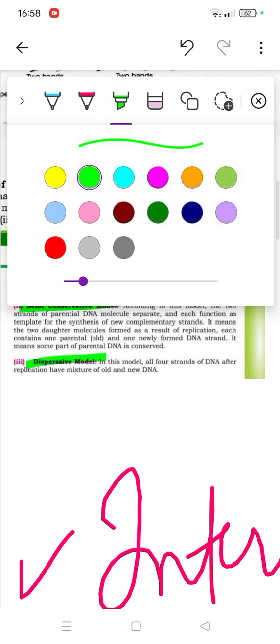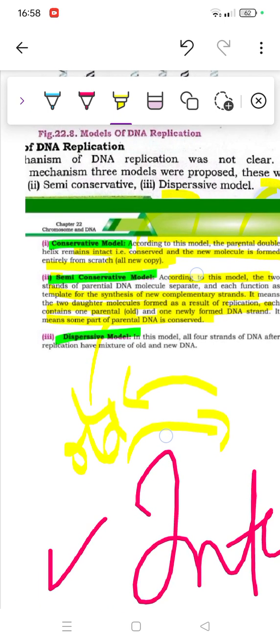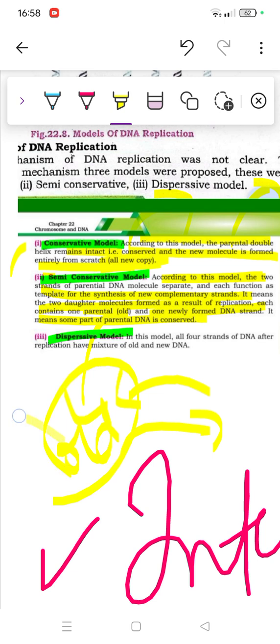Conservative is simply, according to this model, the parental double helix remains intact. This means the new molecule which is formed will be an all-new copy. Semi means half. According to this model, each strand separates and functions as a template. This means one DNA here is parental, the old one, and one new DNA would be formed for it. So we say some part of the parental DNA will remain conserved, which means it will remain the same. One part is going to remain the same.